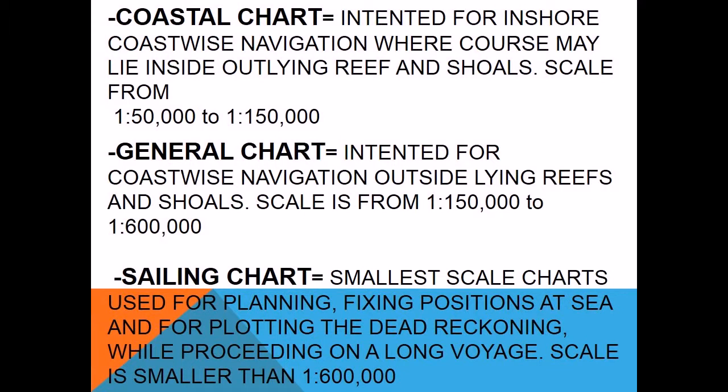Scale is from 1:150,000 to 1:600,000. Sailing chart, the smallest scale charts, used for planning, fixing positions at sea and for plotting the dead reckoning while proceeding on a long voyage. Scale is smaller than 1:600,000. Set. Drift. Rate.